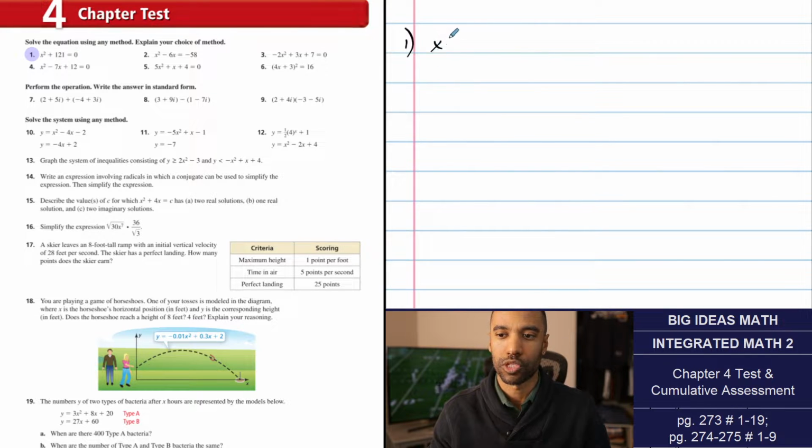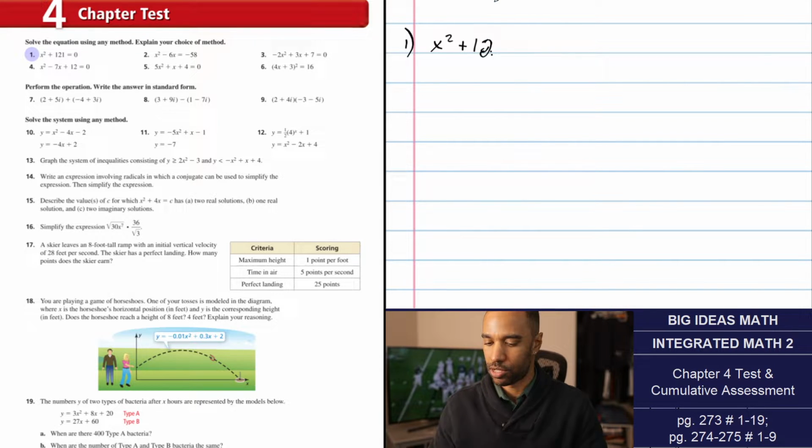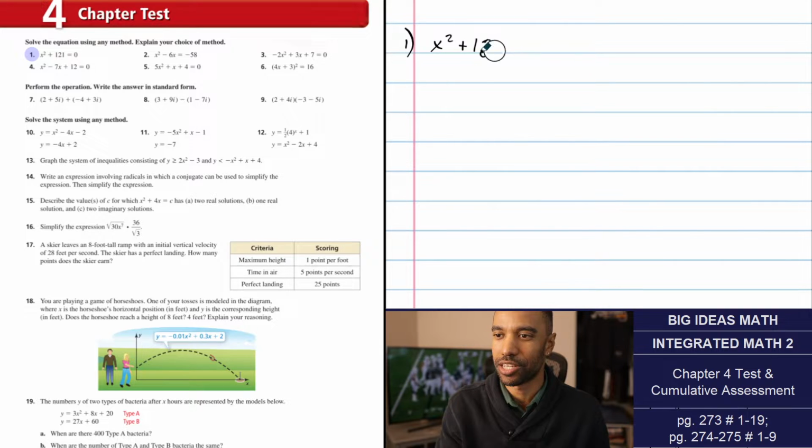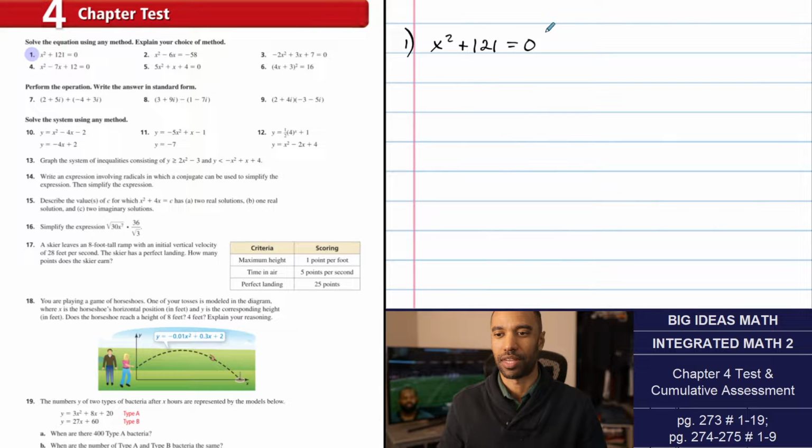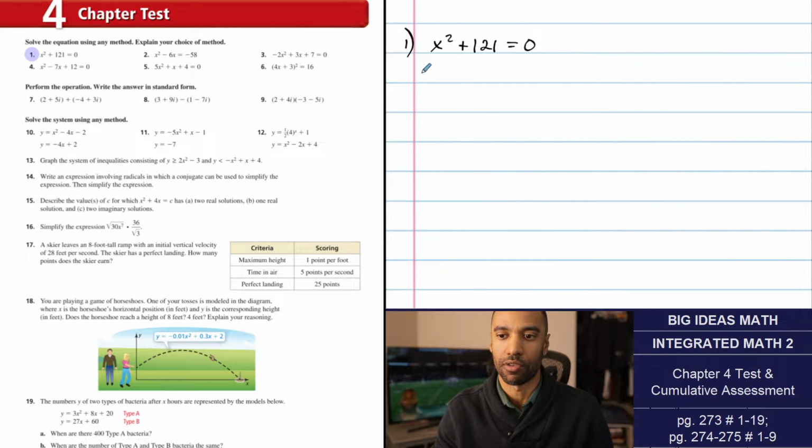X squared plus 121 equals, whoa, that is not registering. Let me try that again. X squared plus 121 equals 0. All right, that actually worked out that time. There are two methods I would consider here. There's really only one I would ever really want to do, and that's solve using square roots. I put this letter S. Let's try that again. This letter S. I'm referring to solving using square roots. Something's not registering on my hits here.